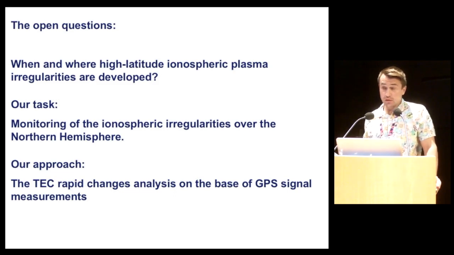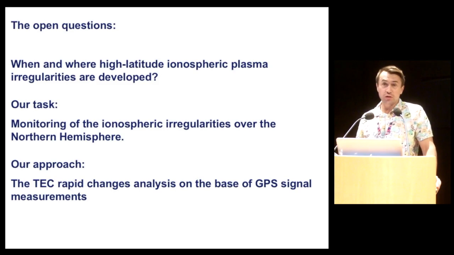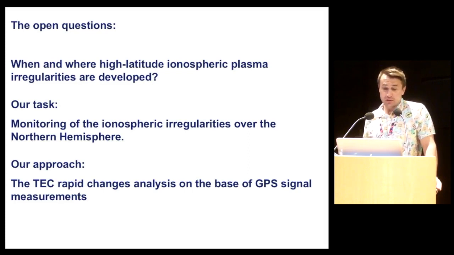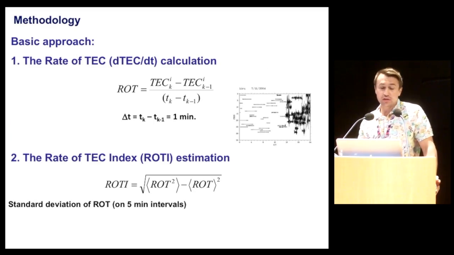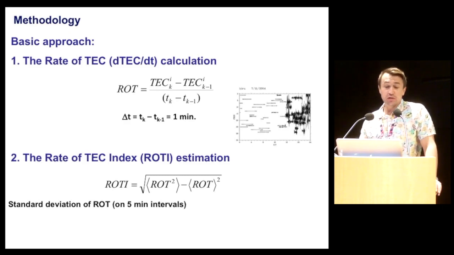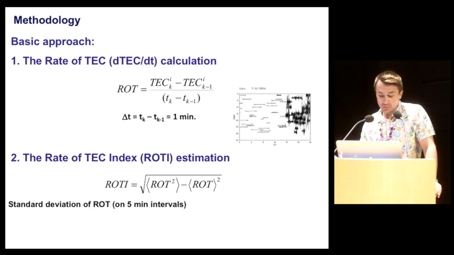And we do monitoring of ionospheric irregularities over the northern hemisphere, because the main part of users is located in the northern hemisphere. It's the first step. Maybe in future our activity will cover the southern hemisphere, but now it's the northern hemisphere. We developed some approaches for characterizing ionospheric irregularities on the basis of rapid total electron content changes. We apply a well-proven methodology introduced in the early 2000s by Pi from JPL, and we base it on estimators of rate of TEC and rate of TEC index.